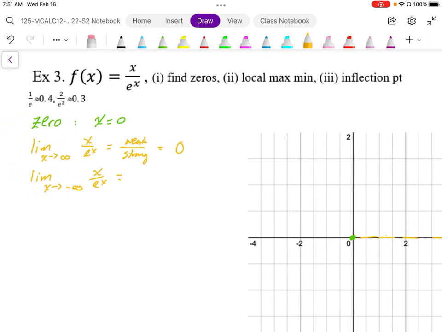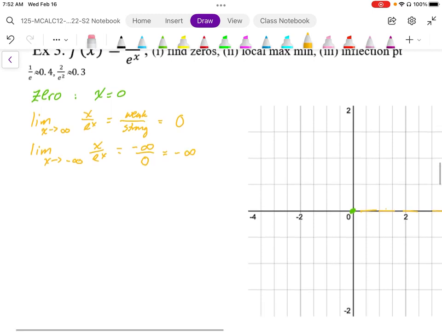Looking at what's happening as we go to the left, we have something slightly different because we end up with negative infinity on top, but e to the negative infinity is 0. So we're tending towards 0, and it's always positive, so we're going to end up with negative divided by positive, or negative infinity. So what's going to happen on the left here then? It's going to dive down.